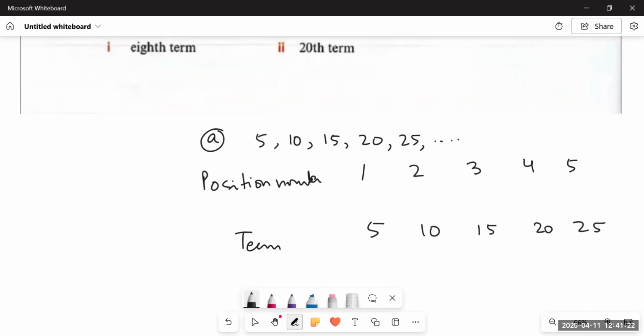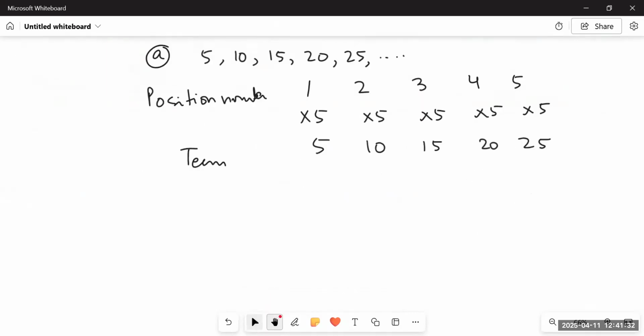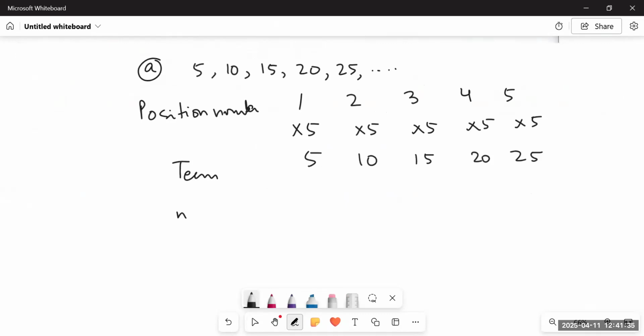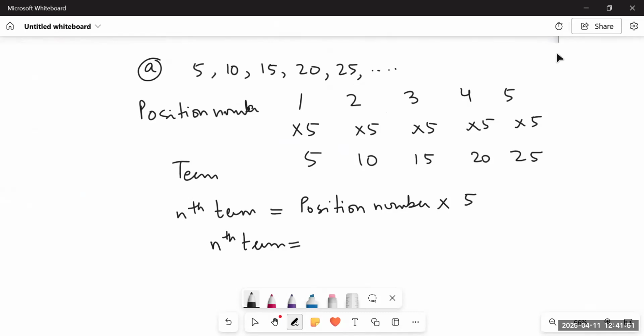So what is happening every time? We are multiplying the position number by 5. That's all. So we can say that the nth term would be the position number multiplied by 5. That is, nth term is equal to 5n. n multiplied by 5, or 5n. That's all.